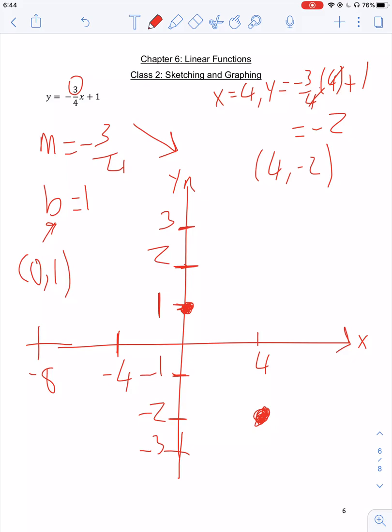Okay, so now all you have to do is just connect the two dots. Okay, and that is it. So this is what your function will look like. And yeah, so this is how you graph.